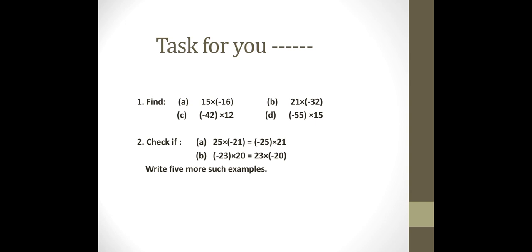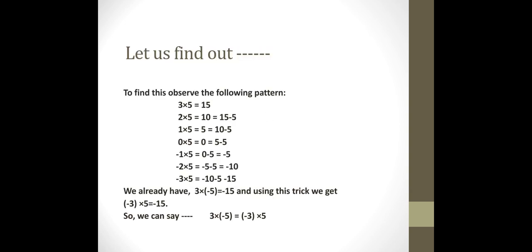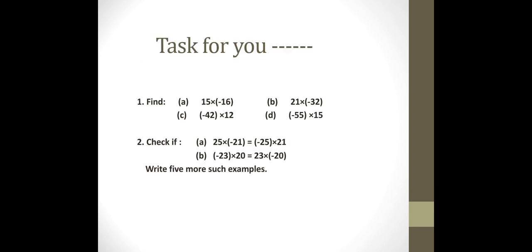you have to check in this way. As we have shown that 3 into minus 5 is equal to minus 3 into 5, in this similar way, you have to show that 25 into minus 21 is equal to minus 25 into 21. Similarly, minus 23 into 20 is equal to 23 into minus 20. You have to check these two, and you have to write 5 more such examples.